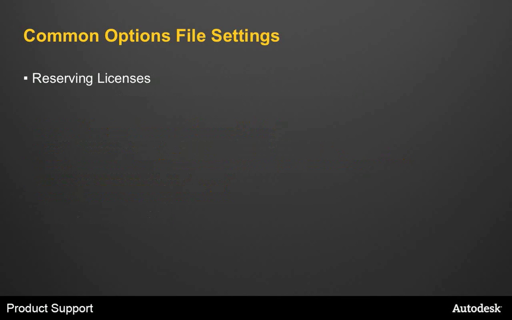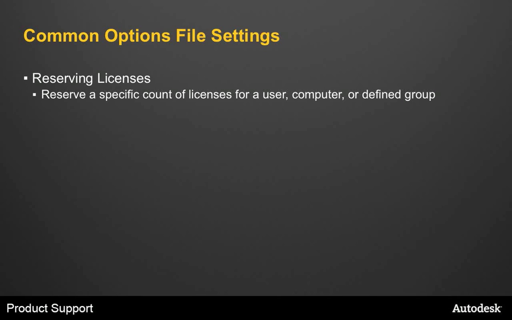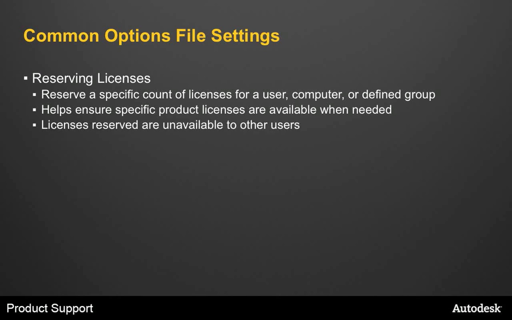Now that you've defined some groups, you can use them to reserve licenses. Using an options file, you can reserve a specific number of licenses for a user or a computer or a defined group. This helps ensure that there are product licenses available when needed, because licenses that are reserved are unavailable to other users. An example of this would be if you had a couple of people that were working on a very time-sensitive project and you never wanted to worry about whether or not there would be licenses available to them when they wanted to work. In that case, you could reserve licenses for those people.